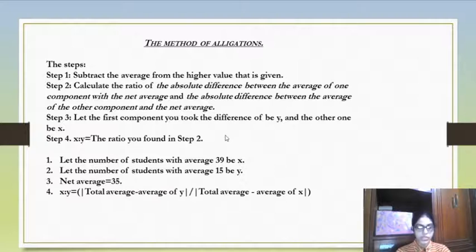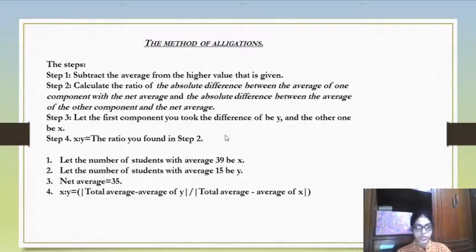So that's your ratio. Therefore, x is to y equals mod of 35 minus 15 divided by mod of 35 minus 39, which works out to be 20:4, taking away the negative signs and everything, which works out to be a ratio of 5:1. So the ratio of the number of people who passed to the number of people who failed is 5:1.